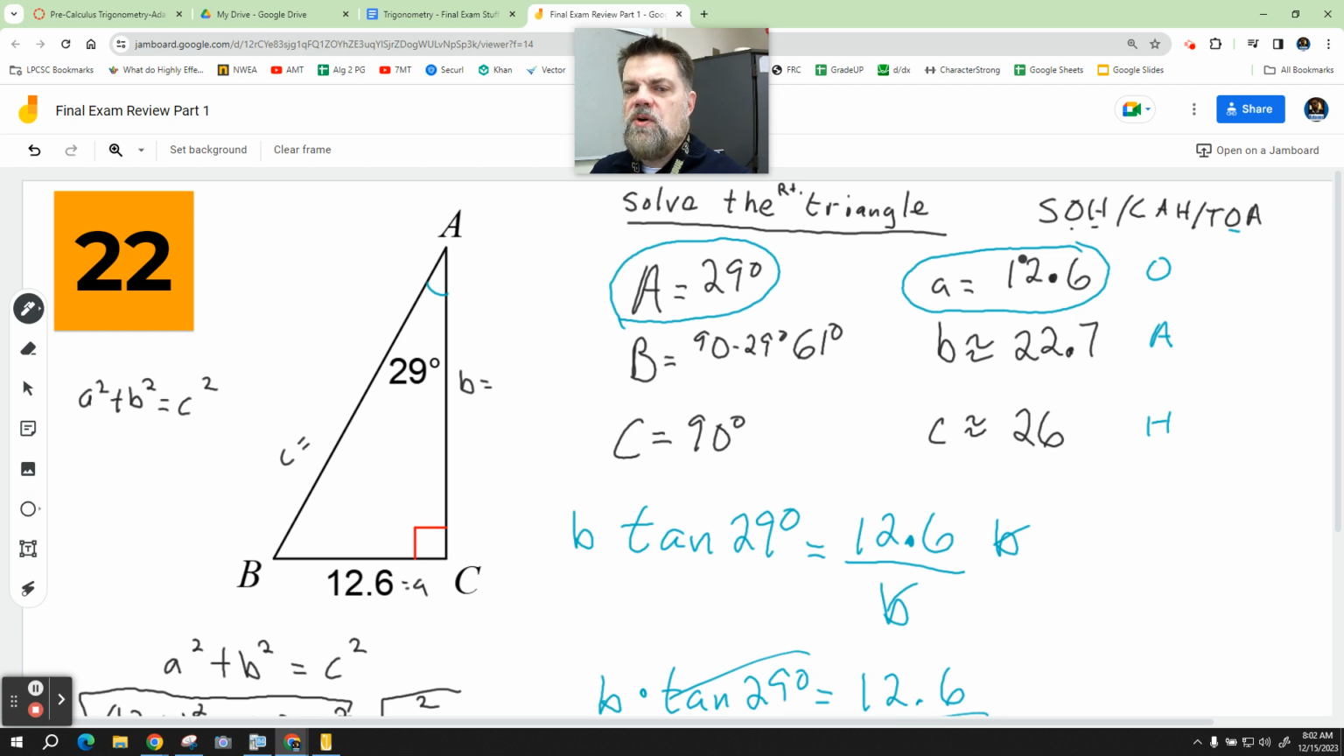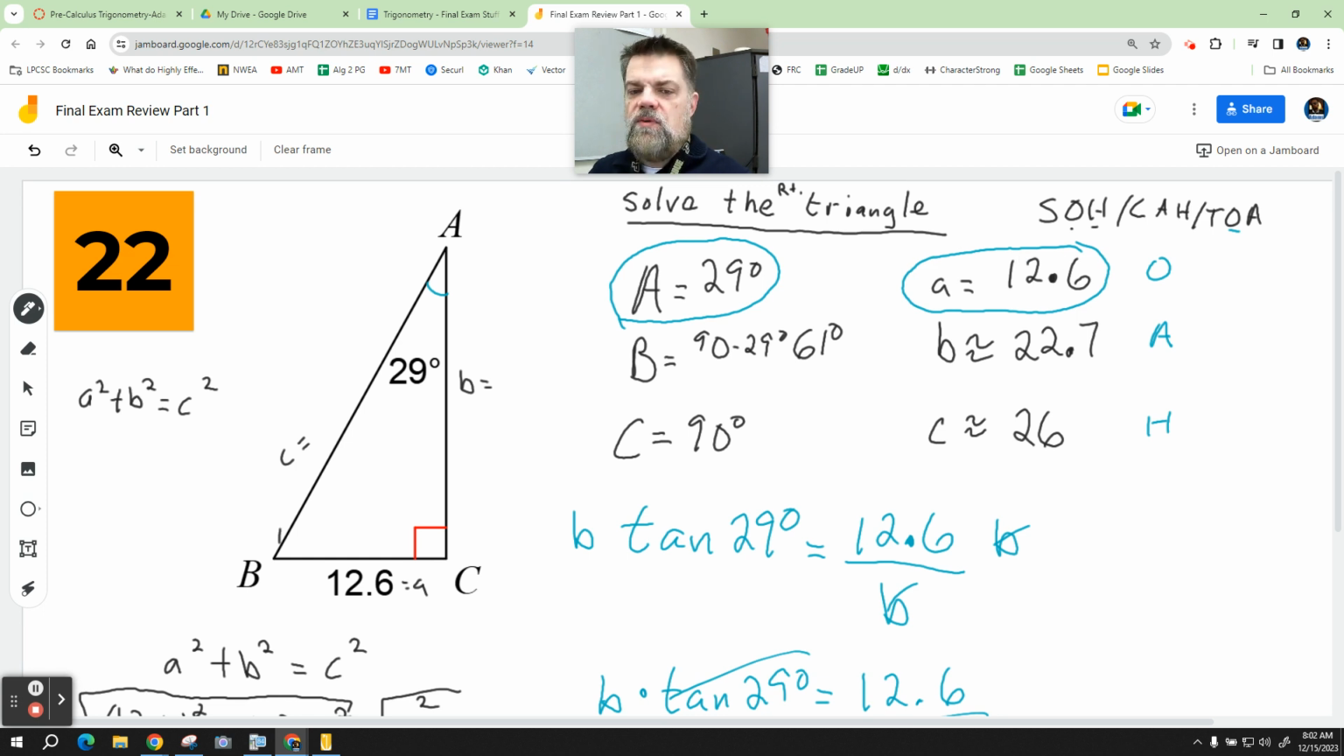And those seem reasonable, right? What are some ways that I could double check to make sure those are reasonable? Well, one is the hypotenuse is always the longest side. It's not necessarily drawn to scale, but if you look at the triangle, it kind of looks right.